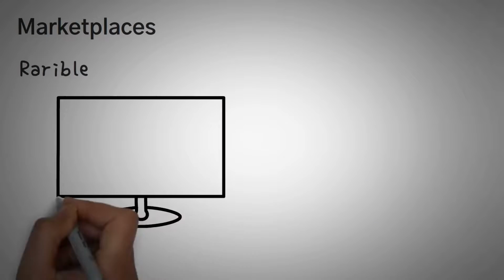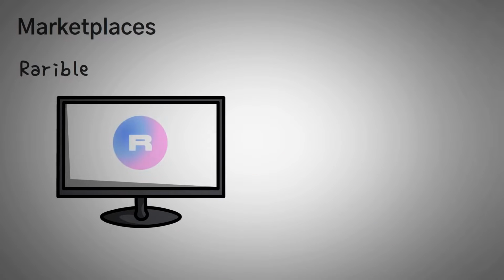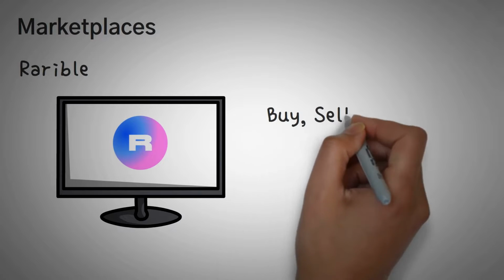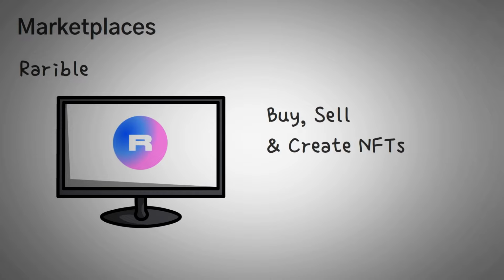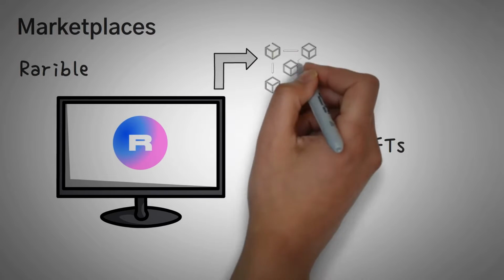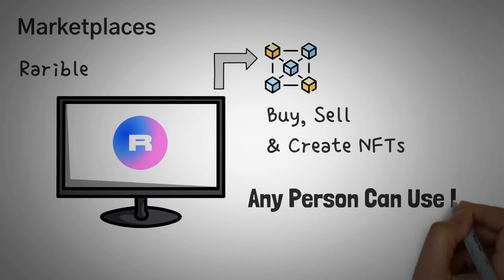Number two is Rarible. Rarible and Async Art are two marketplaces for NFTs that allow you to buy, sell, and even create new NFT art that you specifically can sell. These platforms, or applications, facilitate the process and allow the interaction with the blockchain so an everyday person can use it.